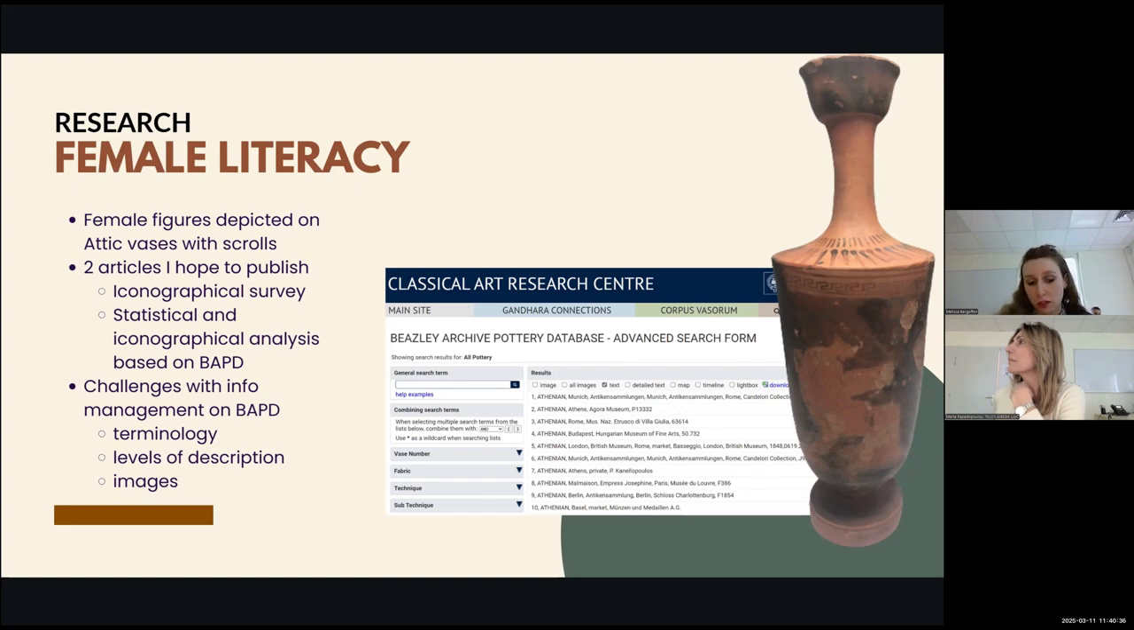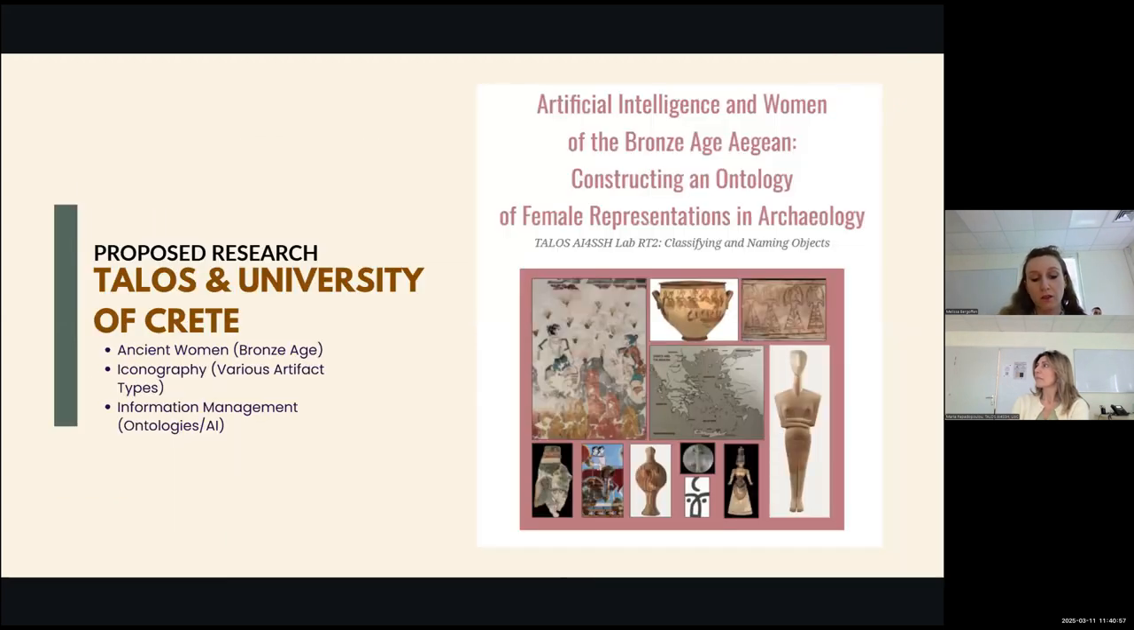And this research has required me to work closely with the Beasley Archive Pottery database, which has made me aware of some issues that it has in terms of its information management. For example, there is a lack of consistency in the application of term words, as well as in the levels of description and inclusion of images. Consequently, it's the attempt to fix this issue of standardizing archaeological metadata that interested me in the TALOS project's research topic too.